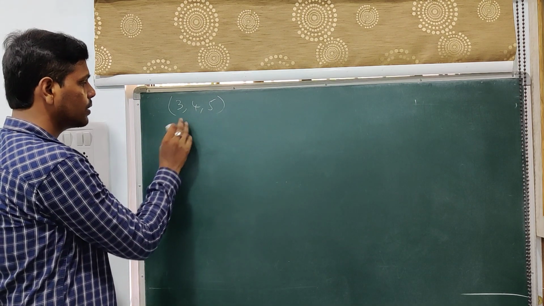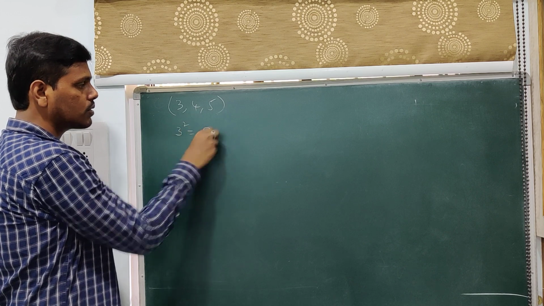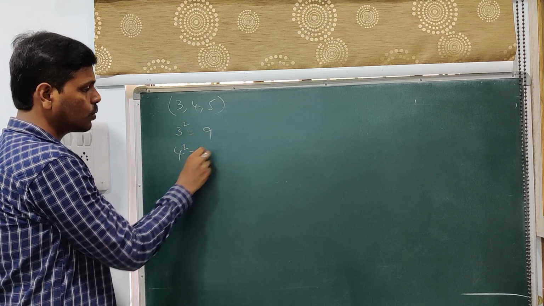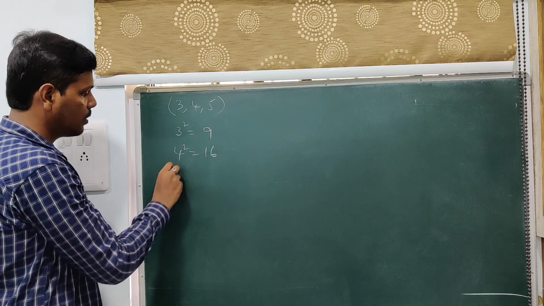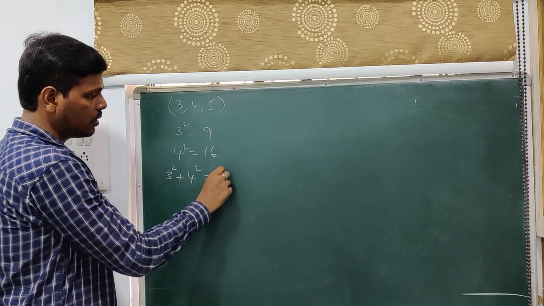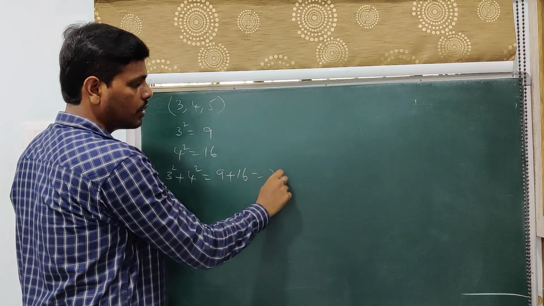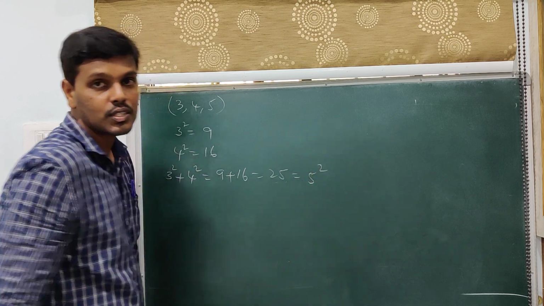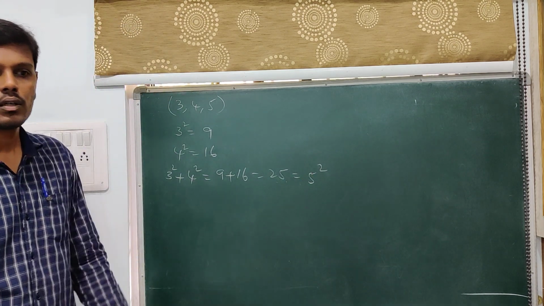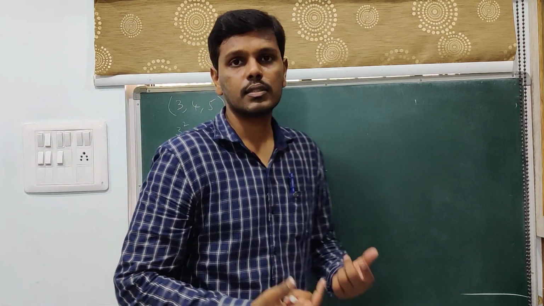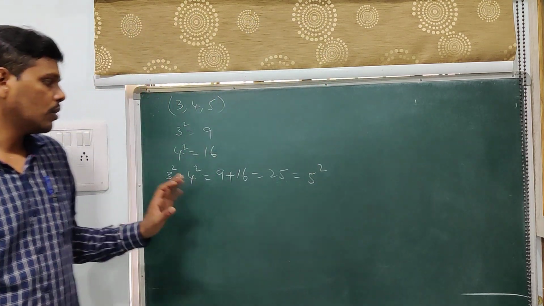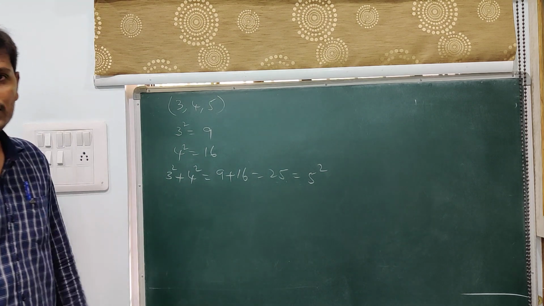That is, 3 square is 9 and 4 square is 16. Now add up: 3 square plus 4 square is equal to 9 plus 16, which is 25. 25 is same as 5 square. Such kind of triplets, where the sum of squares of two numbers will give you the square of the third number, we call Pythagorean triplets.